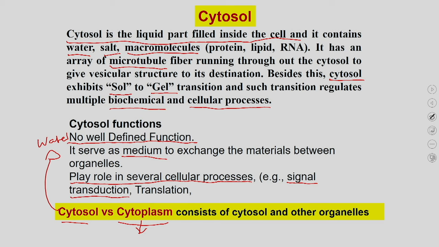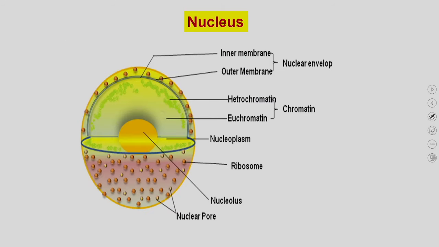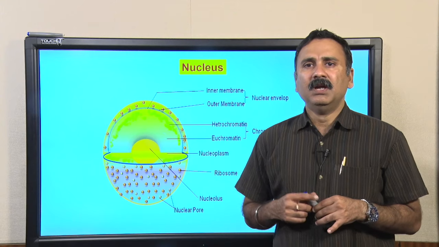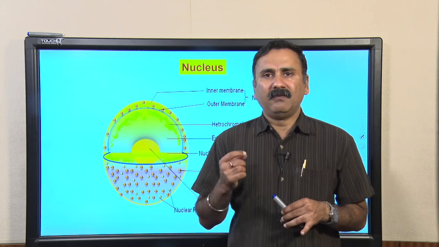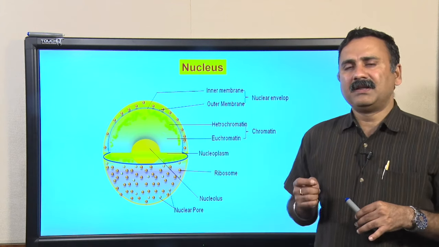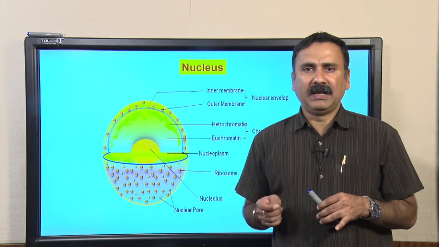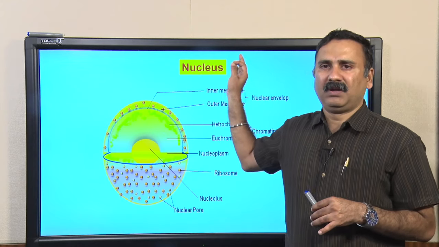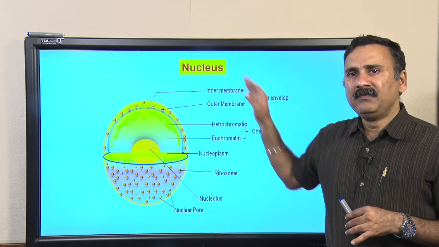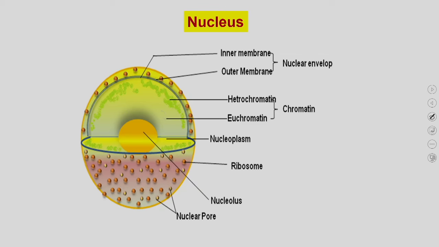Now we'll move on to the next organelle, and that is the nucleus. The nucleus is considered to be the central processing unit. As you might know, in a computer, the role of the central processing unit is to control the different types of metabolic as well as biological processes within the cell. So the nucleus has a similar function, and how is it happening? Because the nucleus contains our genetic material, which is called chromatin.